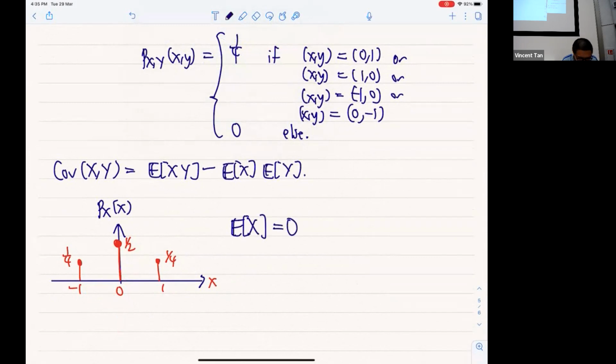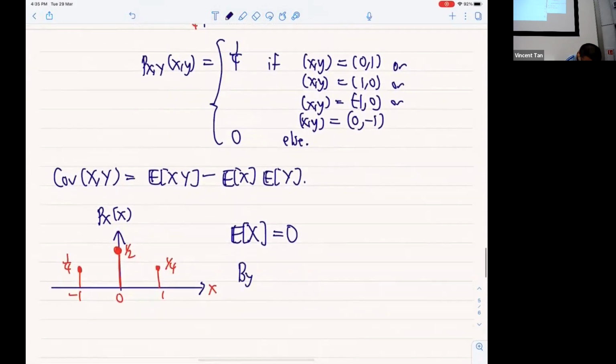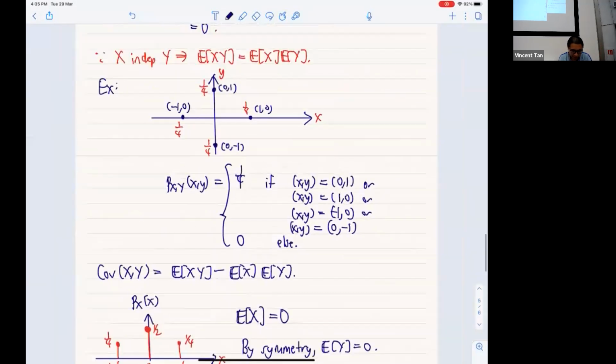By symmetry, or by deriving the probability mass function of Y, we have that the expectation value of Y is also 0. Is this clear? Is this clear from the picture?